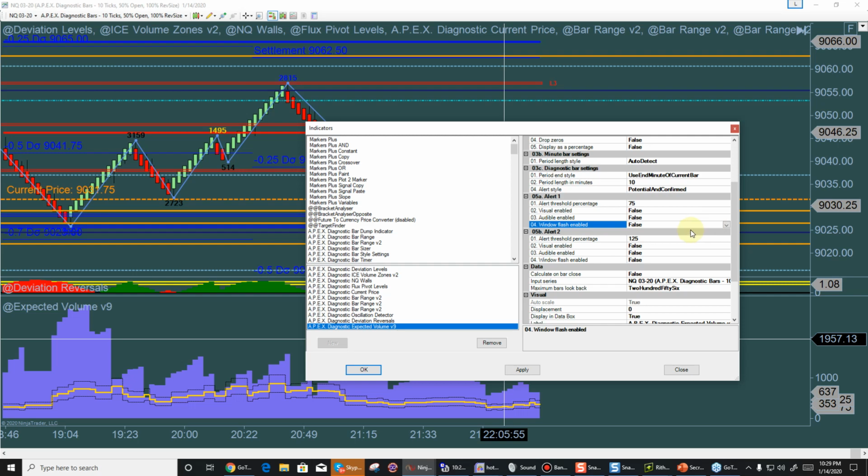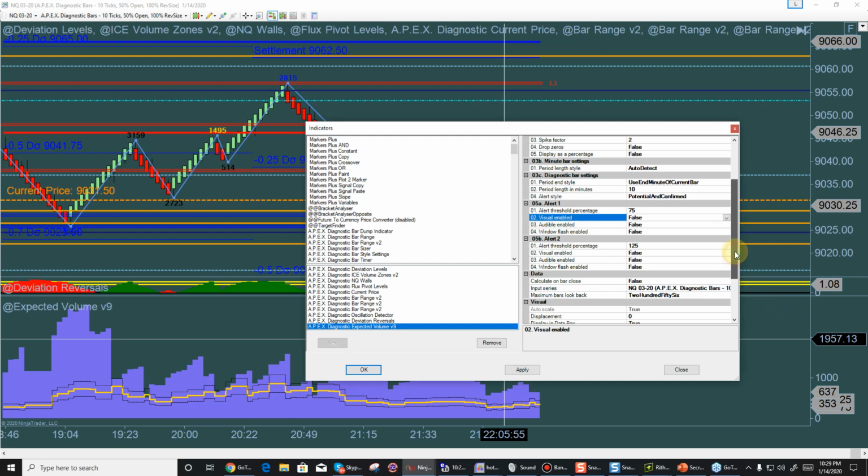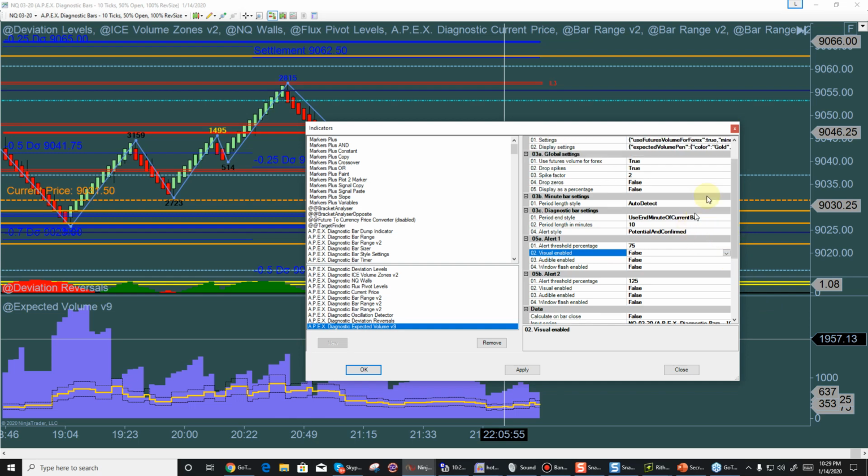So what we're going to do is we're going to add a setting where you could actually plot the percent that volume is at. So we're going to change it right here for a second. And we're going to display it as a percentage.